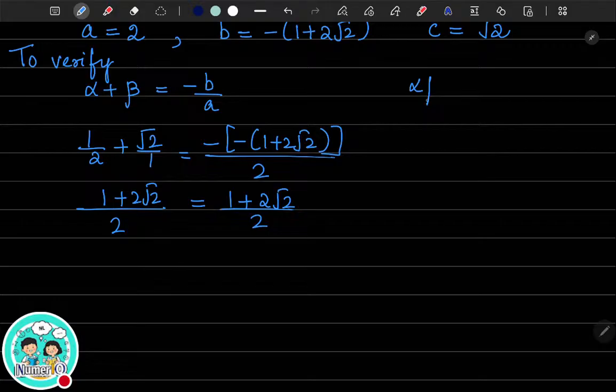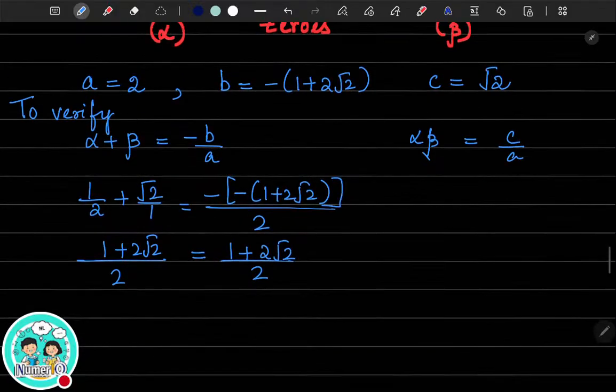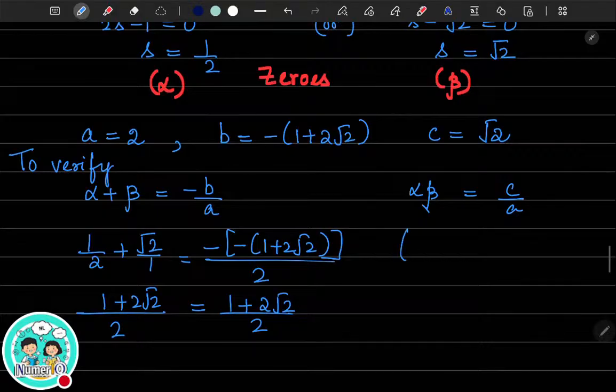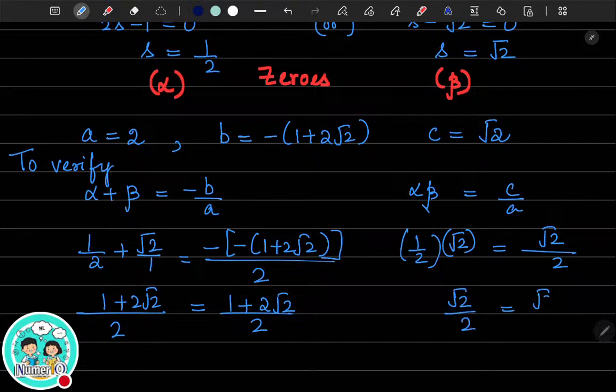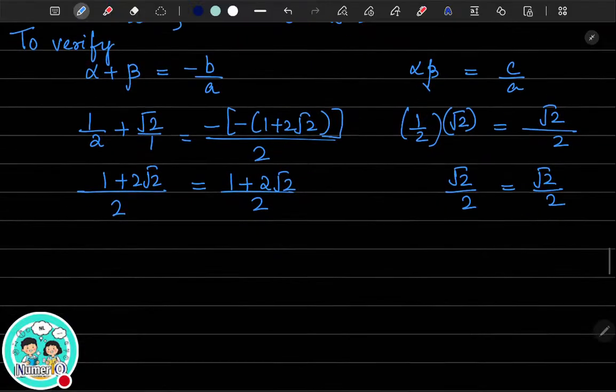On the other hand, the product of the zeros is equal to c by a. So what is alpha? 1 by 2 is your alpha. Beta is root 2, equal to c by a. C is nothing but root 2 by 2. Again, root 2 by 2 is equal to root 2 by 2. You don't have to solve it, simplify it. It just makes sure that it is equal. On either sides, your LHS is equal to RHS, hence verified.